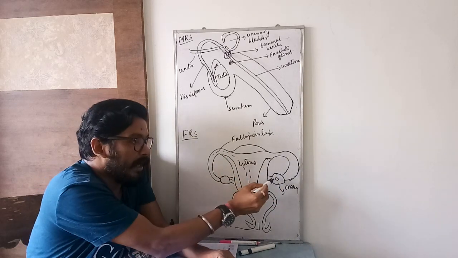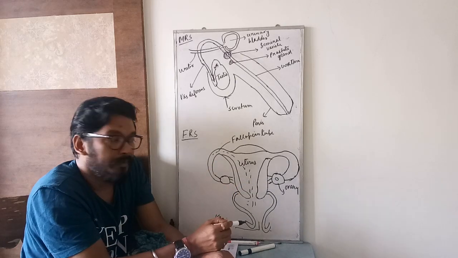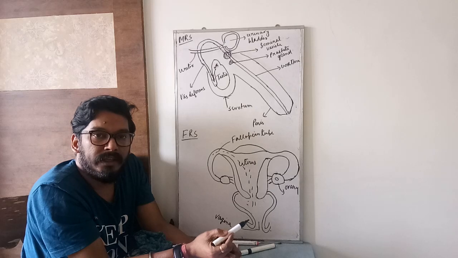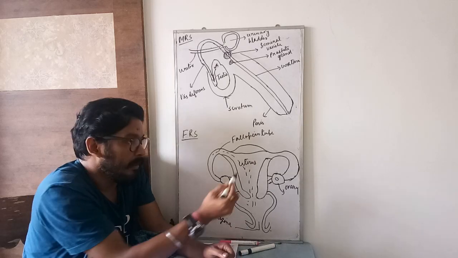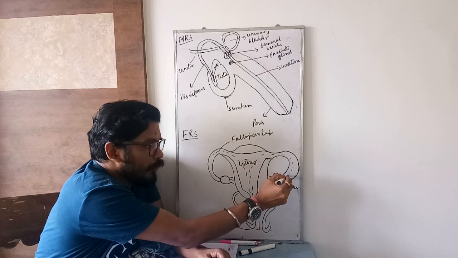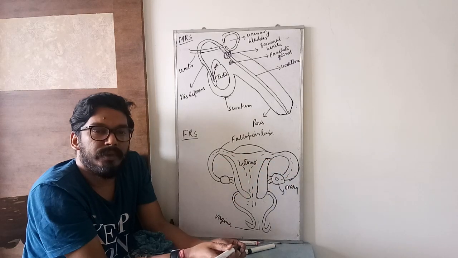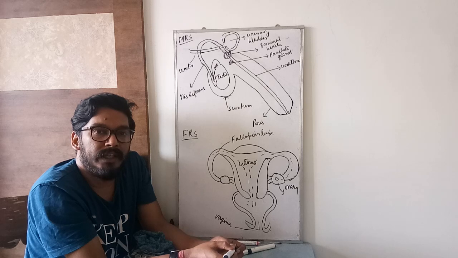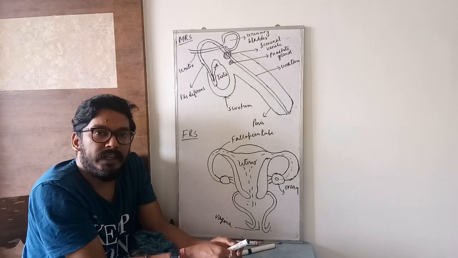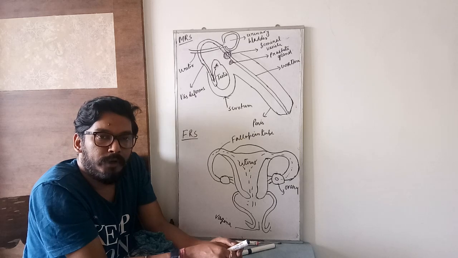Suppose the matured egg is present in this ovary. So when the sperm reaches this part, it will not find any egg, so no fertilization will take place. And when this sperm finds its way to this egg, fertilization will take place. Fusion of male and female gamete will take place, and there will be fertilization. And when fertilization happens, a zygote will be formed.